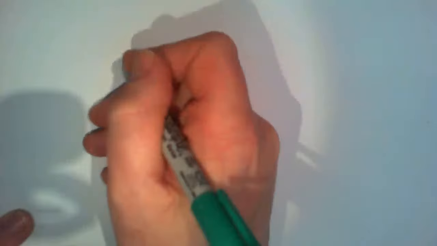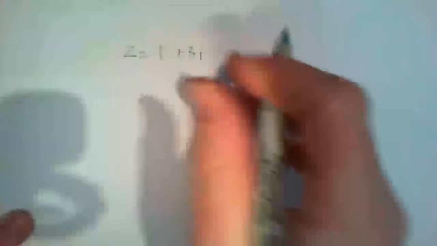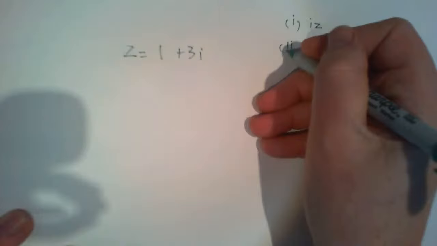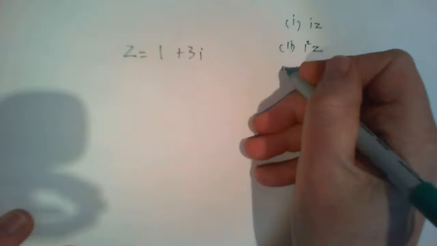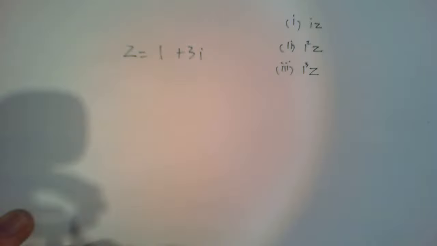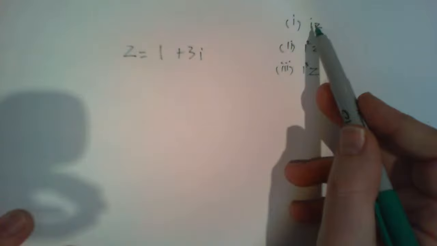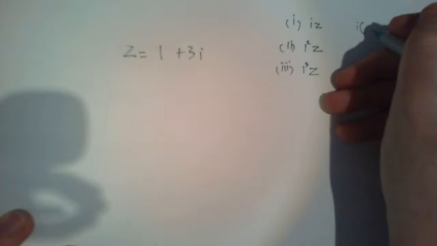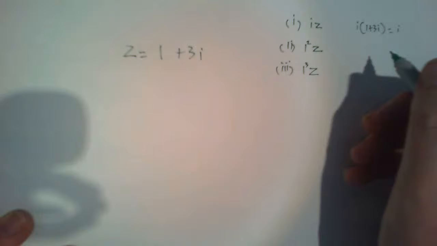Let's start with a very simple one. If Z is 1 plus 3i, we're going to plot the following: i times Z, i squared times Z, and i cubed times Z. First of all, we have to work out what these are, and then we have to plot them. Let's start with iz. So i times Z, there's Z, so that's i times 1 plus 3i. So i times 1 is i, and i times 3i is minus 3.